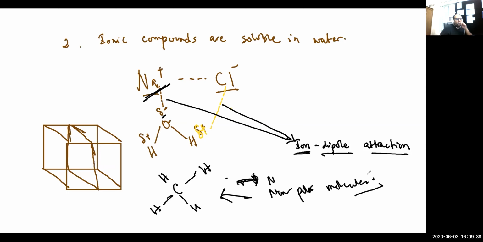Only molecules that are charged, just like sodium chloride, which has a positive and a negative, are attracted. The positive is going to attract this negative, and this negative will attract this positive. That is why ionic compounds are soluble in water.